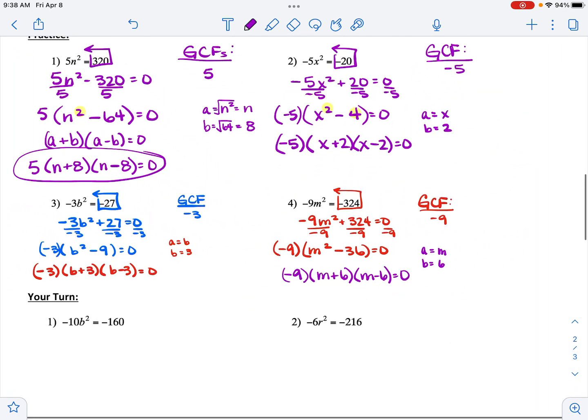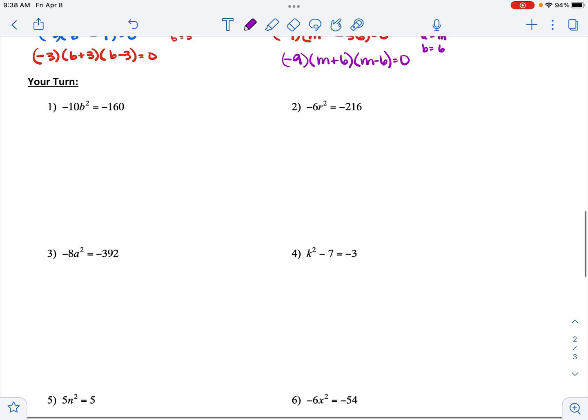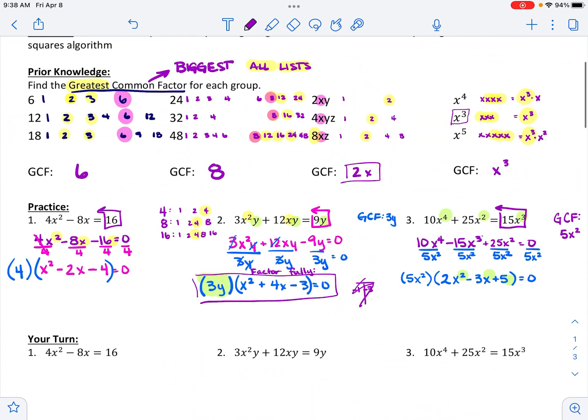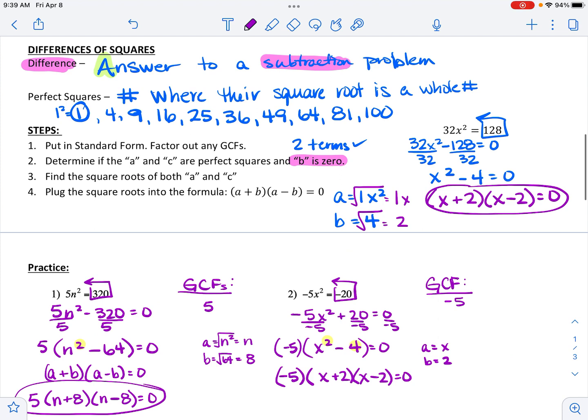Okay, so there's practice for you to complete. Please rewatch if you need to. Remember, for the GCFs, you're looking for variables as well as numbers. Make sure you're taking the biggest number. And then it is simply, when they're both perfect squares, A plus B and A minus B. Those are the 2 things to remember, most important from this.